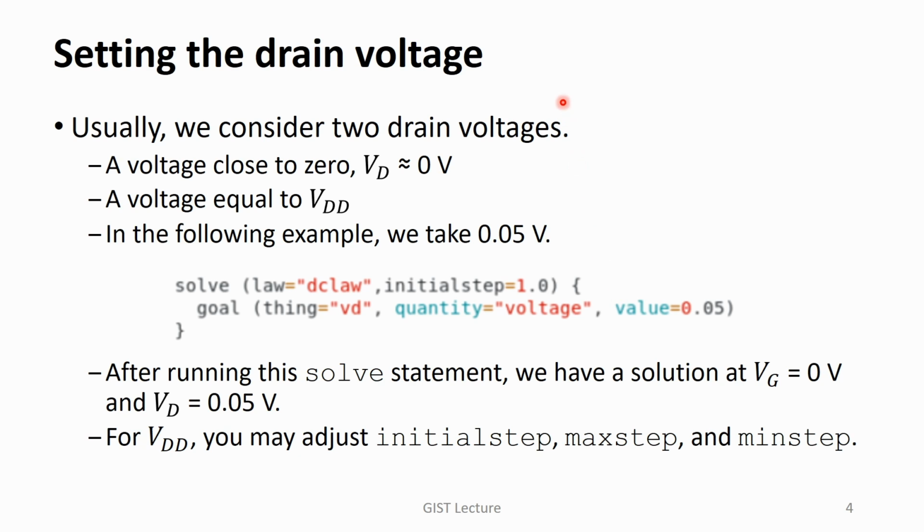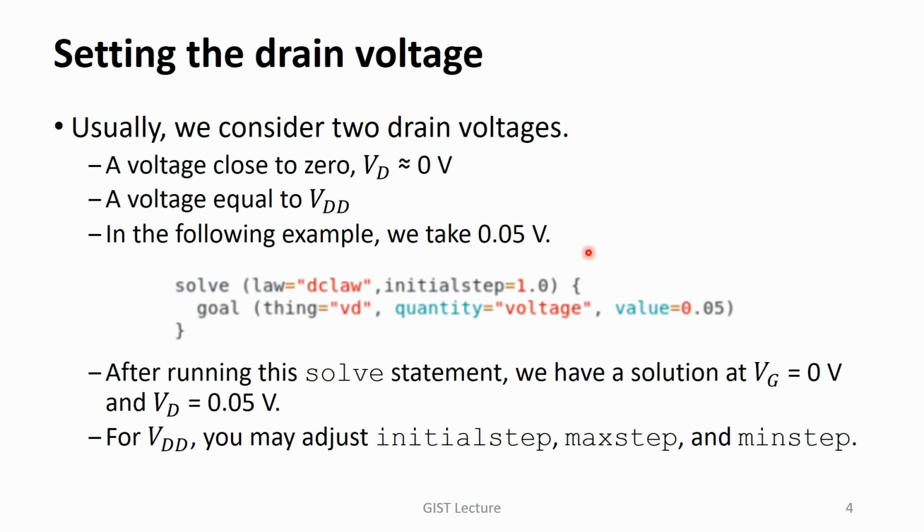Although we wanted to increase the gate voltage with a zero drain voltage, the drain current is also zero. We need a non-zero drain voltage. Usually, we consider two cases. In one case, a small voltage is applied, for example, 50 millivolt, 10 millivolt, or 1 millivolt. In the other case, VDD is applied.